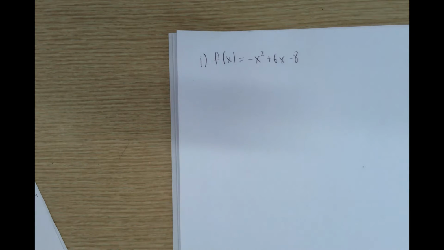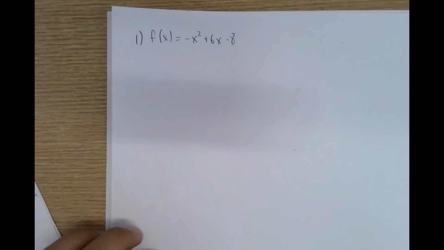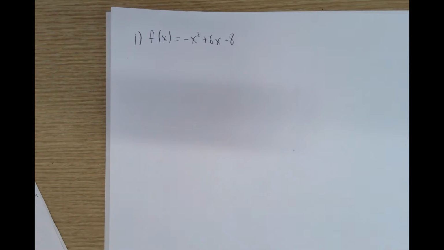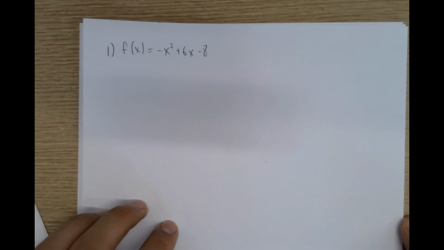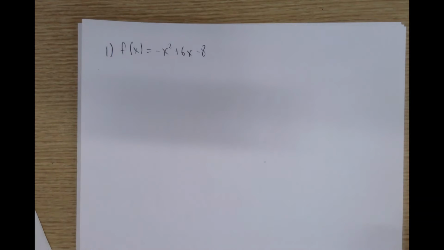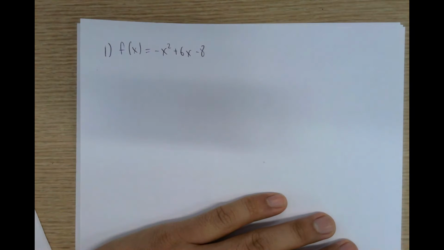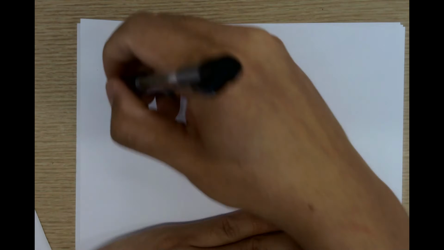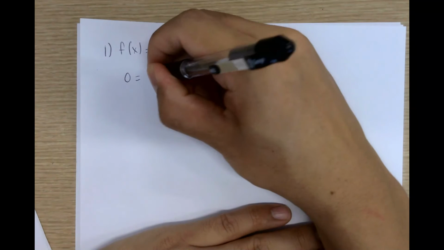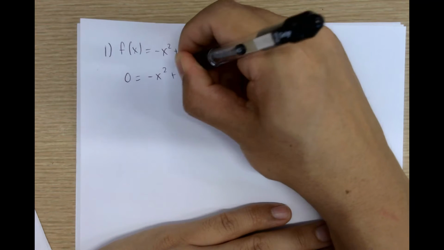Okay, so the first type of question here is f of x equals negative x squared plus 6x minus 8. So the first thing we want to do here is let f of x equal 0. That's always our first step here. Then we have negative x squared plus 6x minus 8.